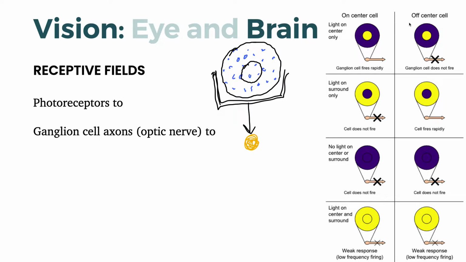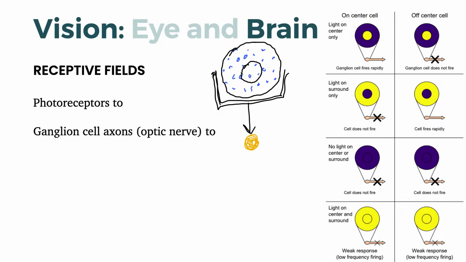Okay, now the same is done just sort of in reverse for an off-center. So an off-center ganglion cell is going to prefer light off the center of its receptive field, right? So here we have light on the center. It doesn't like that. It doesn't fire. Here we have light on the surround and not on the center. This is its preferred situation, so it fires really well.